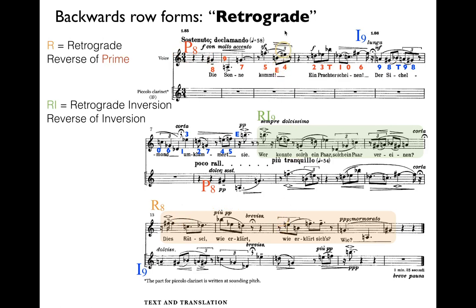So therefore, we call them different row forms, RI9. Remember that we label retrogrades after the last pitch class. So this one is RI9. This one is retrograde 8 because it's named after the last pitch class. This shows its relationship to P8. RI9 is related to I9, and so on and so forth.